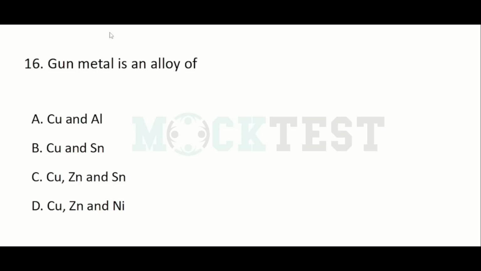Gunmetal is an alloy of option A, copper and aluminium, option B, copper and tin, option C, copper, zinc and tin, option D, copper, zinc and nickel. Gunmetal is an alloy of option C, copper, zinc and tin.